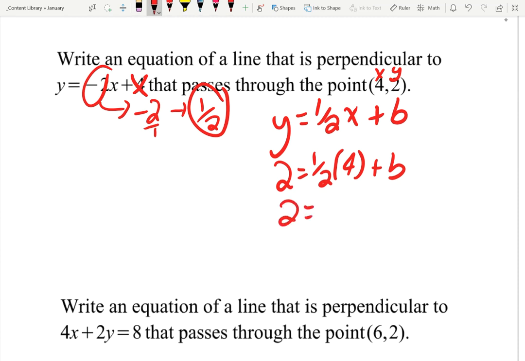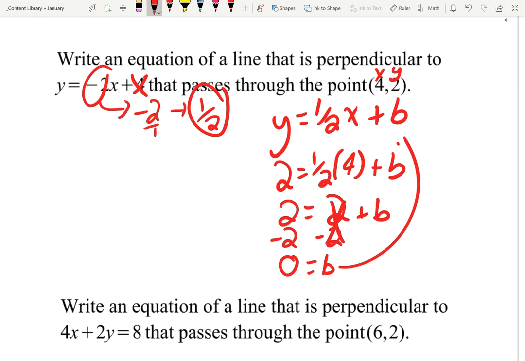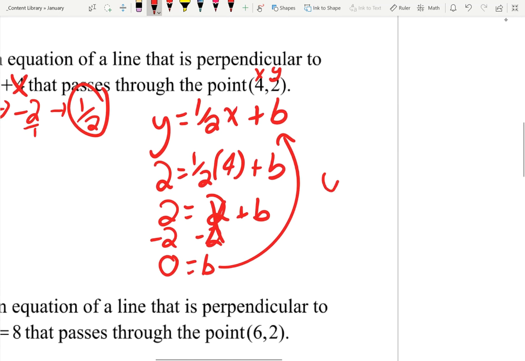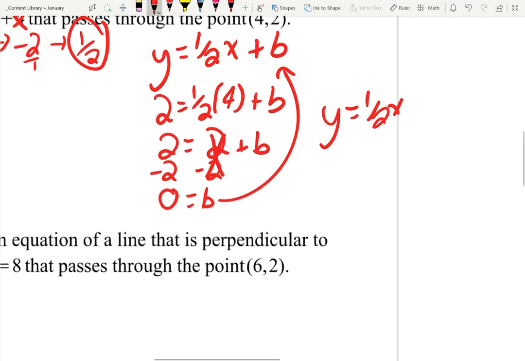So we have 2 is equal to 1/2 of 4, that's 2 plus b. And so when I subtract 2, we end up with 0 equal to b. So I can plug that back in and have my final answer. My final answer being y equals 1/2 x plus 0, or just leave it as 1/2 x. That's fine, since plus 0 is kind of redundant.